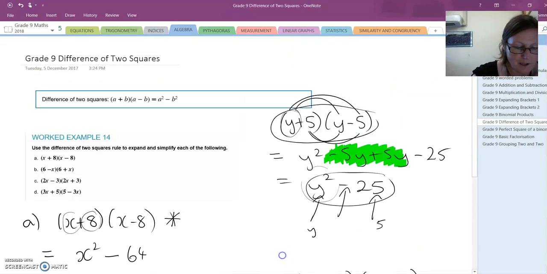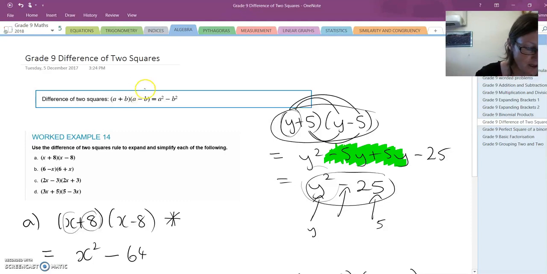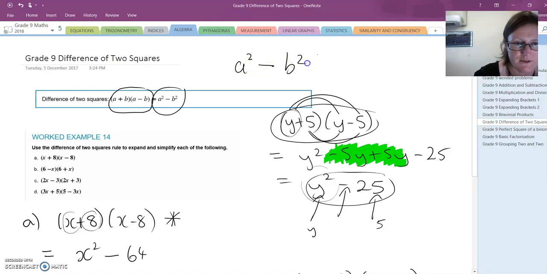So our difference of two squares rule, it works. If what's in the brackets is exactly the same except for the sign, we end up with two terms: a difference in between, the square of the first term, subtract the square of the second term. That is our difference of two squares rule.